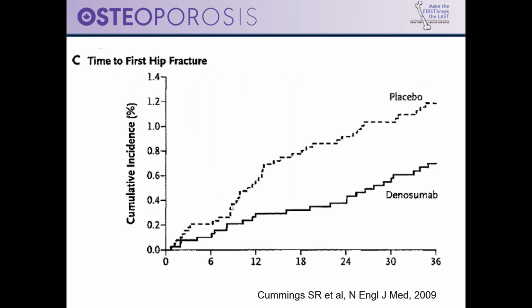So this is what they saw with the entire group of patients. So that's from 60 to 90. So you can see that this reduced the risk of hip fractures significantly. And I think you can appreciate that the two lines start to separate very early on, well before a year.